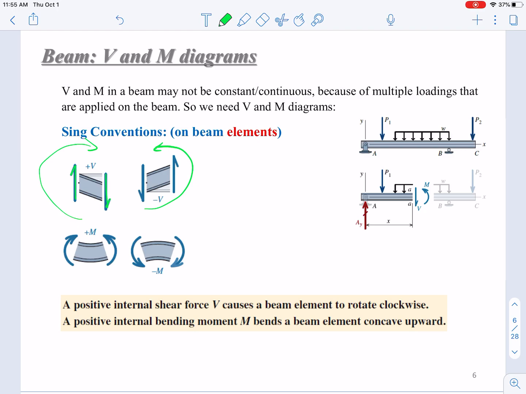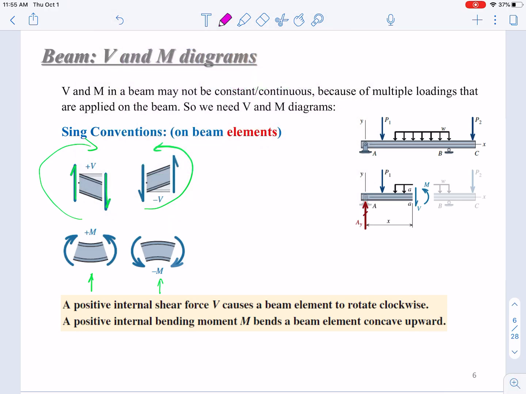Now for bending moments acting on a beam element, a positive internal bending moment will bend the beam element concave upward. Concave upward, that's shown here. Of course, a negative internal bending moment M will bend the beam in the opposite direction, convex upwards or concave downwards, as shown here.